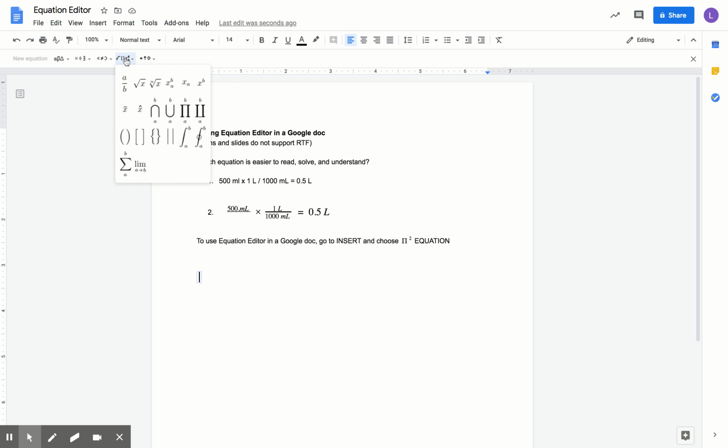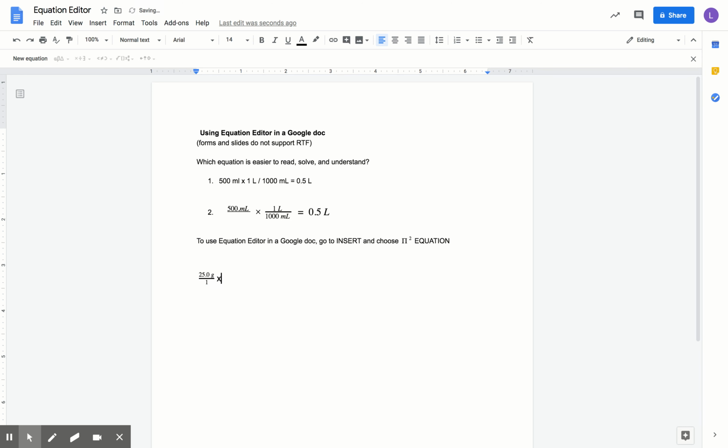So to make the equation that we made above, I'm going to go over here to the math operations, and I'm going to choose the fractions. And you can see that it immediately gives me a top and a bottom for a numerator and a denominator. So let's say we wanted to do 25 grams. We'll type the 25 grams in, and we can put that over 1 if we want, just to show as the placeholder. And then we can multiply that.